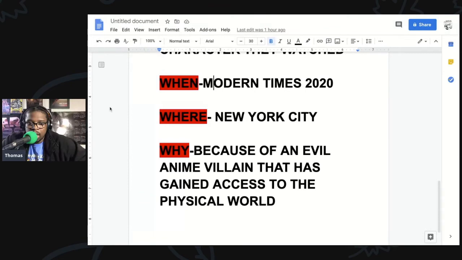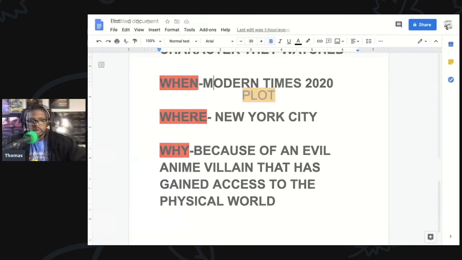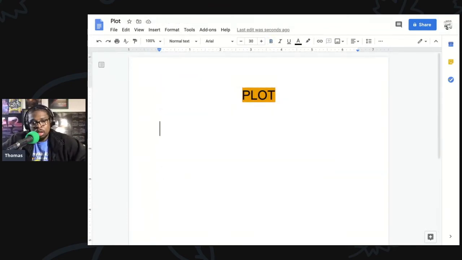But now we're going to go ahead and build on this stuff. Okay, let's get into the plot. Let's develop a plot for this story. It doesn't have to be perfect at first. Nothing has to be perfect at first. We mold these things. We create these things. So for the plot, where would this story begin? We're going to have the beginning, or the setup, where we meet Jade.